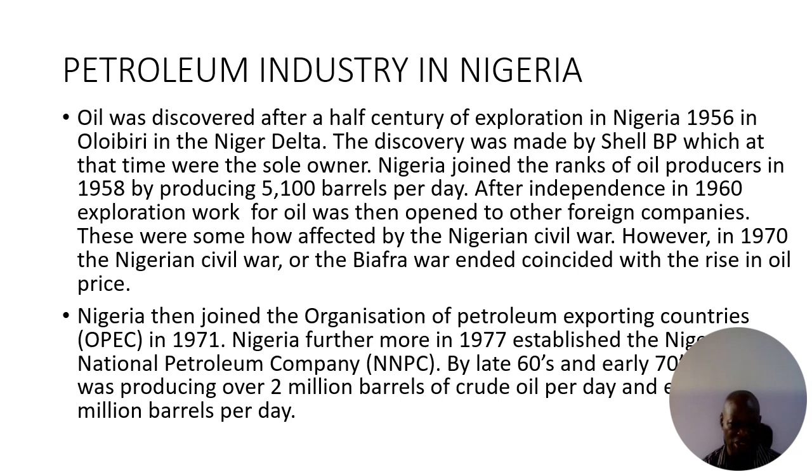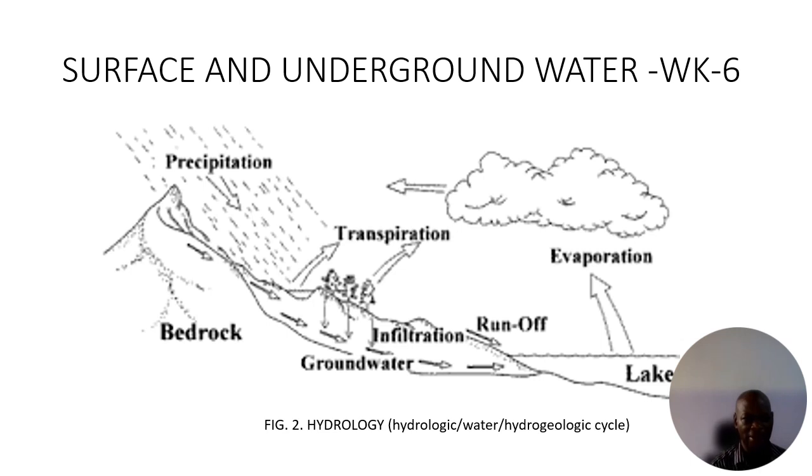Nigeria then joined the Organization of Petroleum Exporting Countries, OPEC, in 1971. Nigeria further established the Nigerian National Petroleum Corporation, NNPC. By the 1960s and 70s, it was producing over 2 million barrels of crude oil per day. Then, now we do not know about all of that.